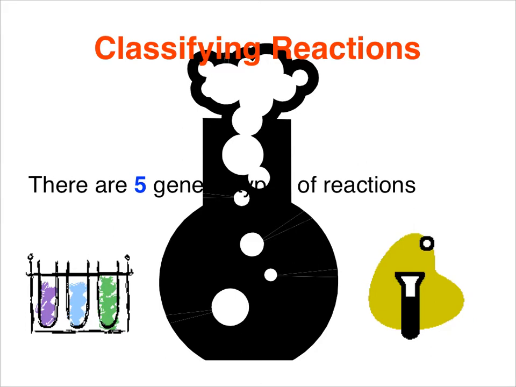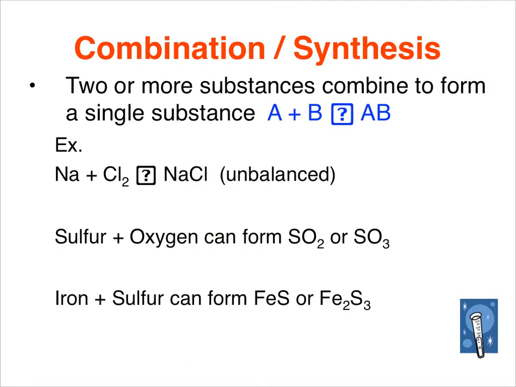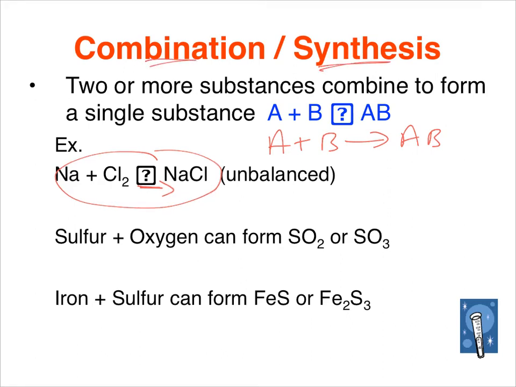All right, we're now going to classify reactions. There's 5 types of reactions that you need to know about. The first one is in the format A plus B going to AB, 2 pieces going into 1 piece. An example of that would be Na plus Cl2 going to NaCl. This is called a synthesis reaction, or otherwise known as a combination.